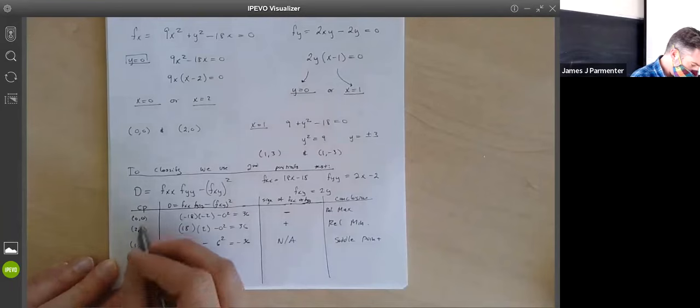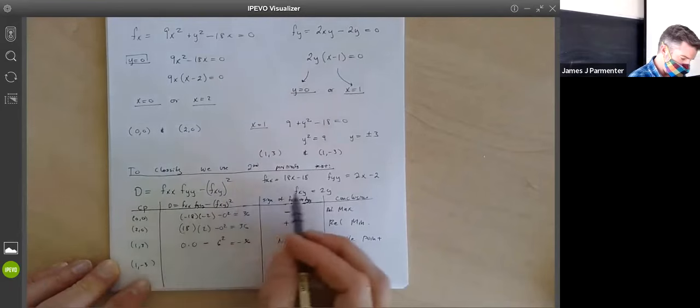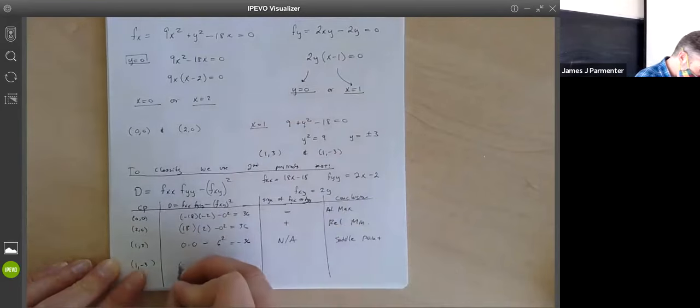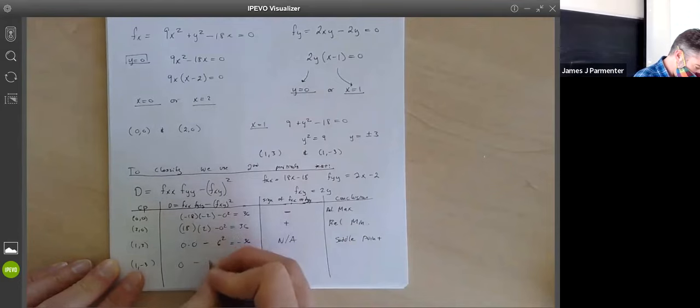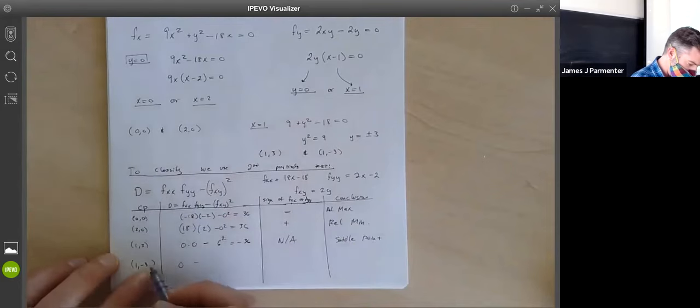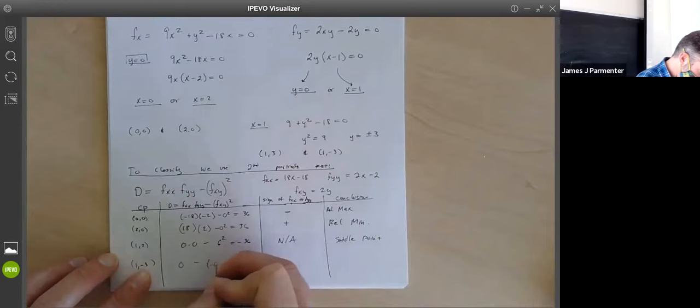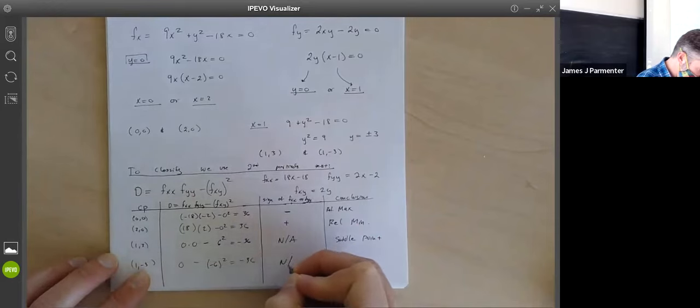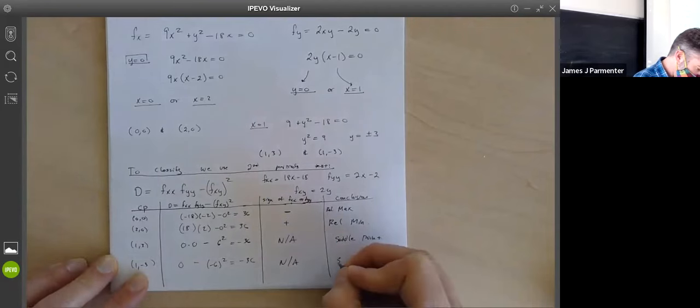All right, let's look at this last one. When I plug in 1 for f_xx and f_yy, again, I get 0. And when I plug it in for f_xy, I get, let's see, negative 3 times 2 is negative 6, squared, which is equal to negative 36. Again, when D is negative, we don't care. We know we have a saddle.